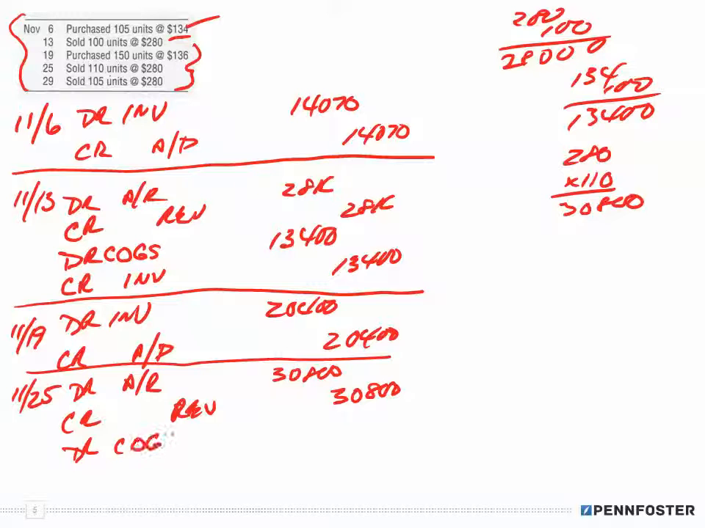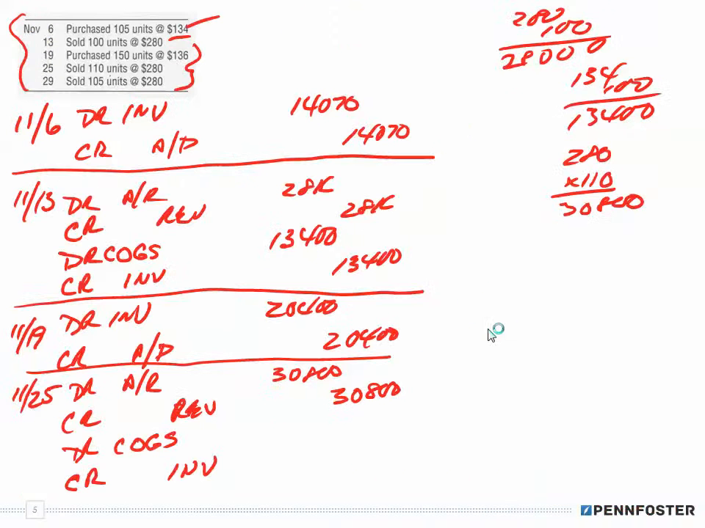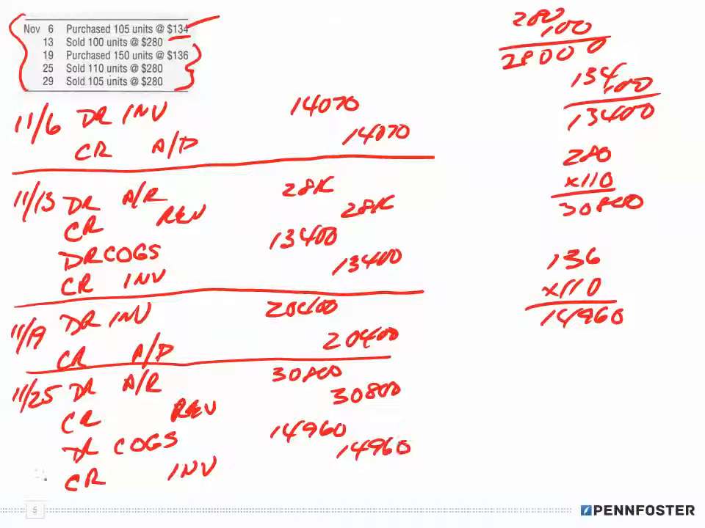adjust my inventory. So I'm going to credit my inventory and debit my cost of goods sold. Now we have to figure out how much that amount is. Okay. Well, I have 110 units, and we took them out of this last group of 150 at 136. So I have 110 times 136. So the value of each one was 136, and I'm multiplying that by 110, and that gives me 14,960. So 14,960, and a credit for 14,960.